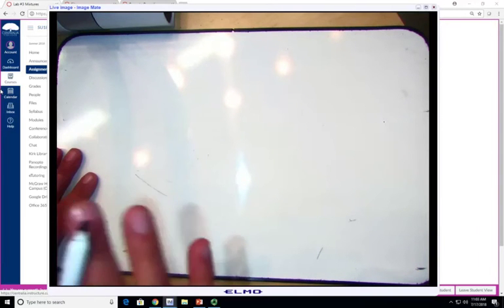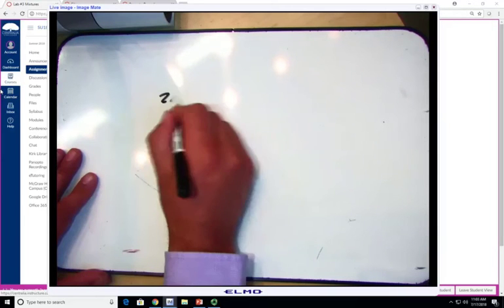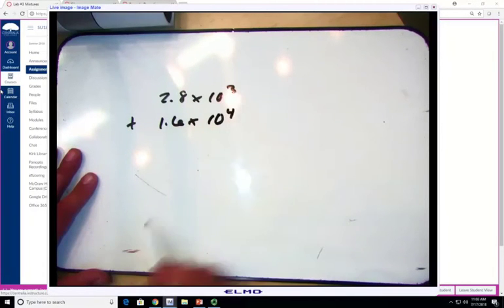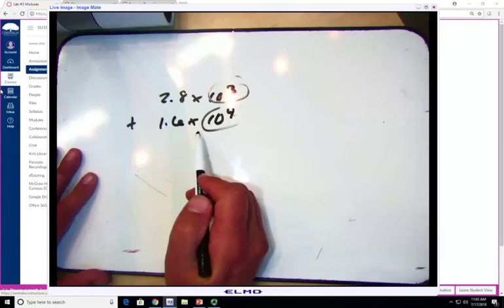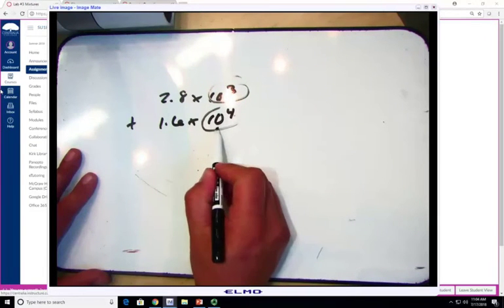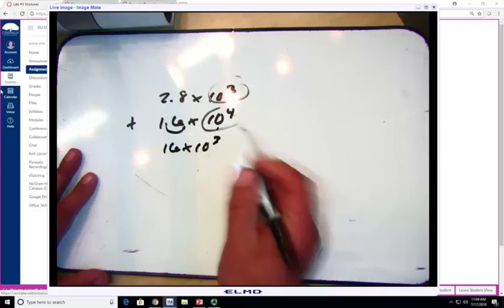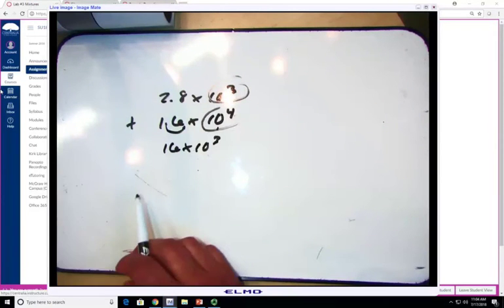Okay, hold on, we have a question on the table. When you're adding and subtracting scientific notation, we didn't do that. We're only doing multiplying and dividing. But if you add or subtract 2 numbers like 2.8 times 10 to the 3rd plus 1.6 times 10 to the 4th, you have to make these both the same exponent to be able to add or subtract them. So I'm going to change this to 10 to the 3rd. How can I do that? I would move this over 1, so it'd be 16 times 10 to the 3rd. Then you could say 16 plus 2.8, that's 18.8. But we didn't do that, but that's what you would do.